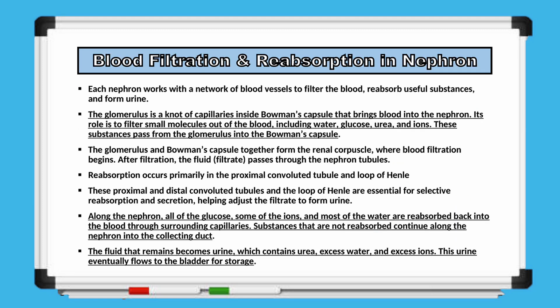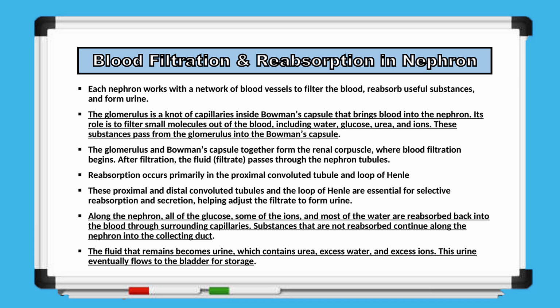Now, let's look at the overall function of the nephron, focusing on blood filtration and reabsorption. Each nephron works closely with a network of blood vessels to filter the blood, reabsorb useful substances, and form urine. The glomerulus is a knot of capillaries located inside Bowman's capsule. Its role is to filter small molecules from the blood, including water, glucose, urea, and ions, which then pass into Bowman's capsule. Together, the glomerulus and Bowman's capsule form the renal corpuscle, where the process of blood filtration begins.